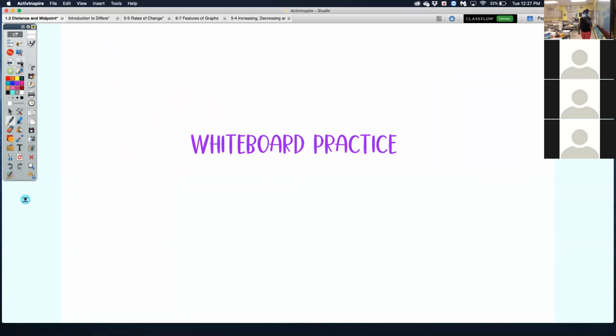So that's pretty much the notes with the distance and midpoint. Like I said, it really just comes down to applying it and being able to use it in more of an application type of problem, okay? So let's look at an example.